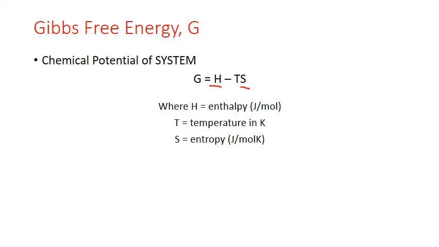Now, measurements of energy, like enthalpy or Gibbs free energy, can only be measured during a change, as energy is released or absorbed. As a result, a more useful definition of Gibbs energy is that the change, delta G, of the system is equal to the enthalpy change, delta H, of the system minus the temperature times the entropy change, delta S, of the system.